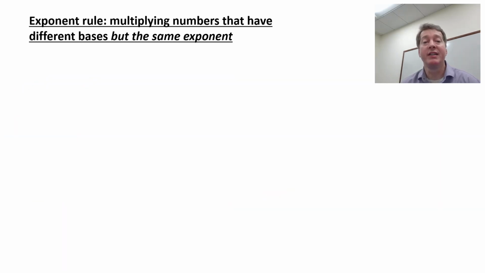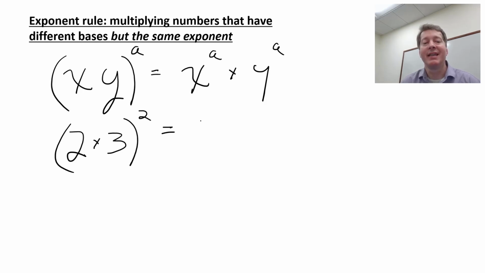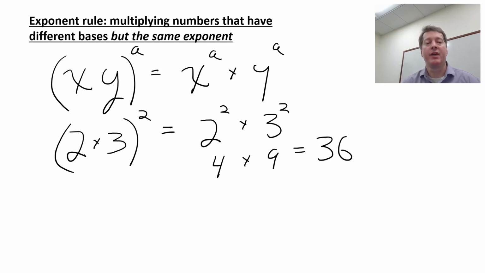Suppose the numbers you're multiplying together have different bases, but the same exponent. So suppose you had (xy) all raised to the power of a. That is the same thing as x to the a times y to the a. So if I had (2 times 3) squared, that is the same thing as 2 squared times 3 squared. That is the same thing as 4 times 9. That is 36.